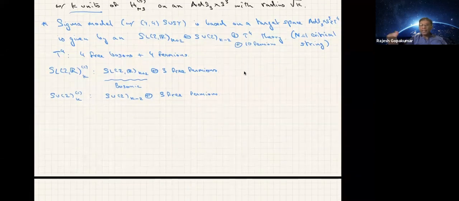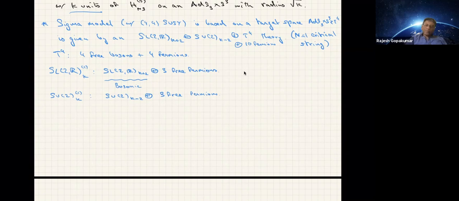With NSNS flux, many of you are familiar that when you have a three-form flux through the S3, then you can write down a conformal field theory, and it is essentially the SU(2) Wess-Zumino-Witten conformal field theory. In the supersymmetric case, when you have k units of flux, you can alternatively view this as the bosonic Wess-Zumino-Witten model with a shifted level and fermions.